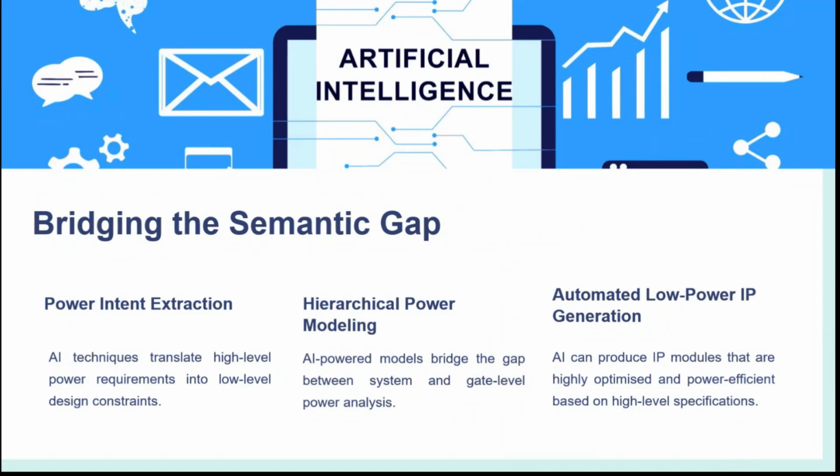Here, bridging the semantic gap is power intent extraction. The AI techniques optimize power management by converting high-level power requirements into reliable design constraints, thereby improving system performance and achieving the energy targets. The second, hierarchical power modeling. AI power models support exact optimization by bridging the distance between system and gate level power analysis. The third one is the automated low power IP generation. The AI generates IP modules that are highly optimized and power efficient to improve performance by utilizing high level specifications.